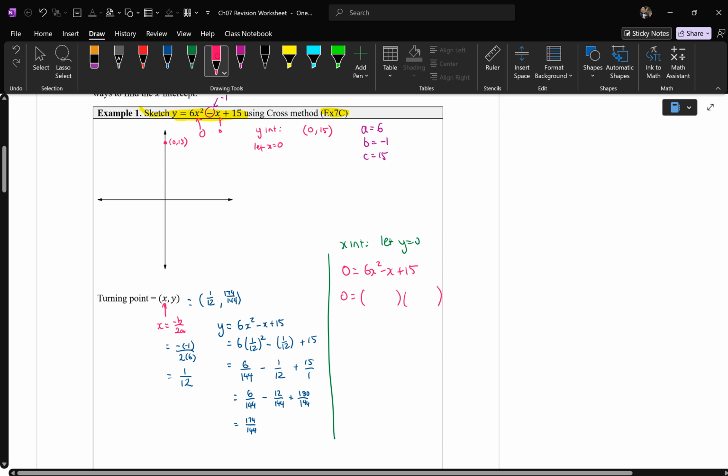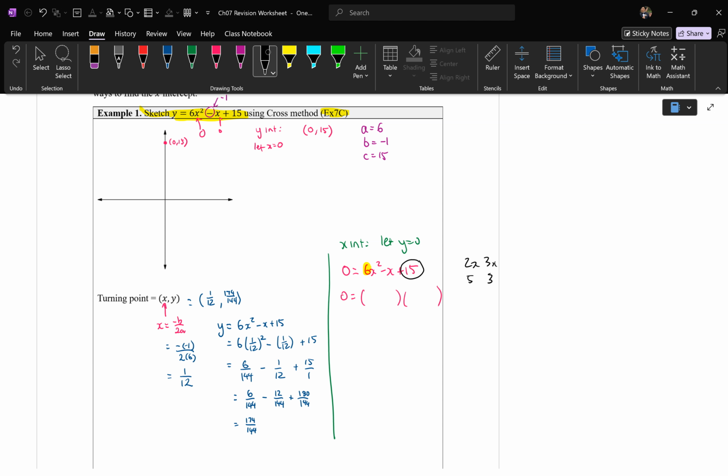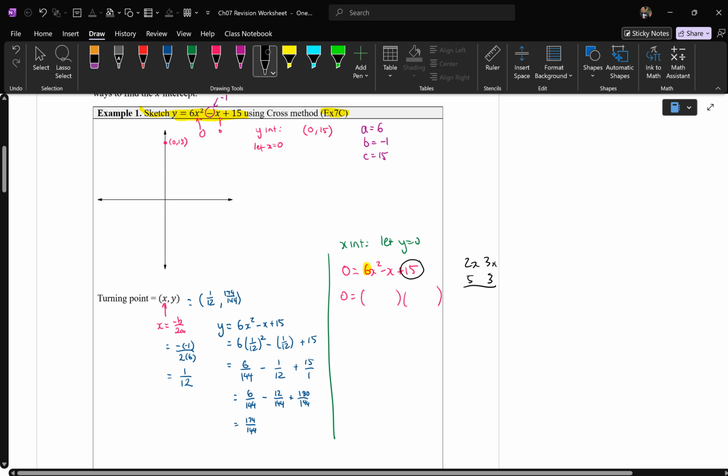As I usually do, I would look at this 6, and I would think of 2 and 3, 2x, 3x, and I would look at this 15, and I would choose 5 and 3. Is there a way for these numbers to get you -1? I can see 9 and 10. So that probably works for me there. If I paired 2x with 5, that gives me 10. 3x with 3 gives me 9. And to get a -1, it has to be -10 plus 9.